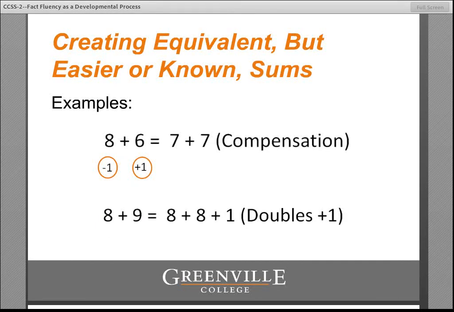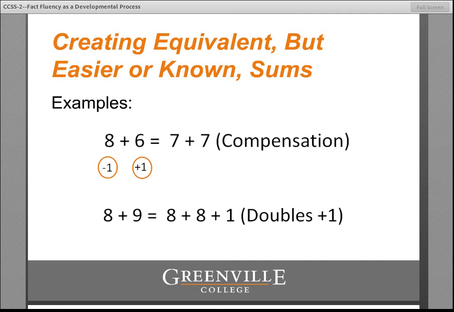The last strategy mentioned is creating equivalent but easier or known sums. This category encompasses a variety of strategies based on other facts that children have in their schema, whatever they already know. I've shown 2 examples here. The top one involves decomposing the 8 in 8 plus 6 into a 7 and a 1, and then giving that 1 to the 6. So I'm going to turn the whole thing into 7 plus 7, which should be an easy fact.